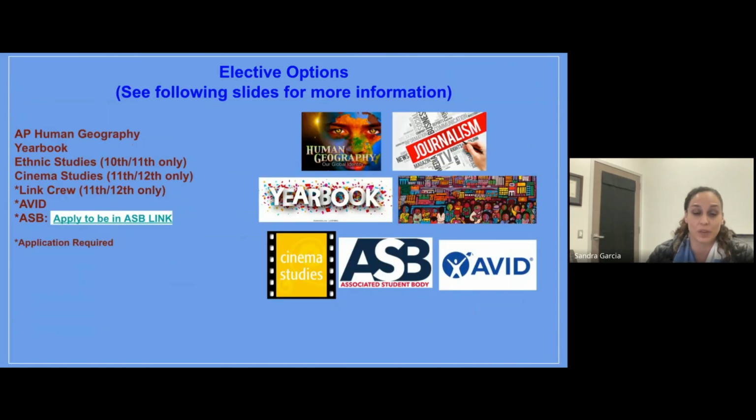For your elective options, when you're filling out your course selection sheet, you will have the option to choose some electives. So we have AP Human Geography, which does require an AP contract, which you can get from your counselor, or I believe some of the teachers will have that for you. Yearbook, Ethnic Studies, which actually will come later.